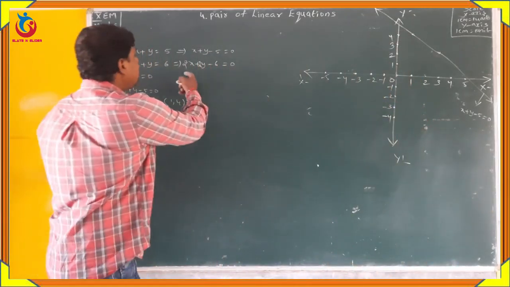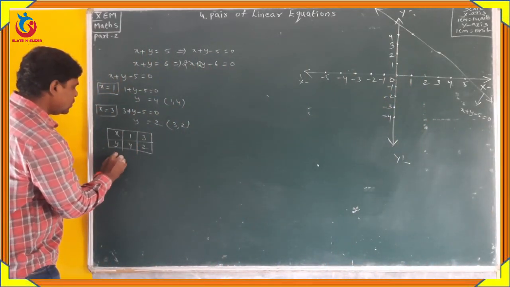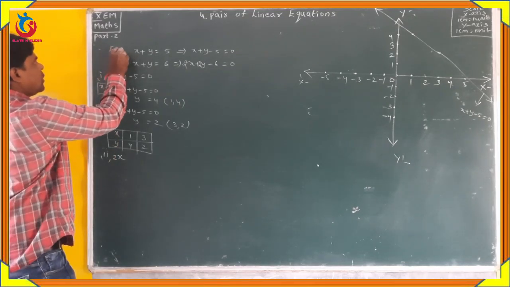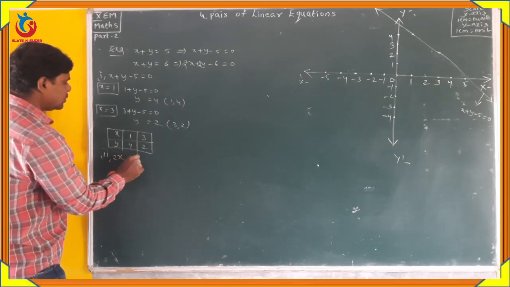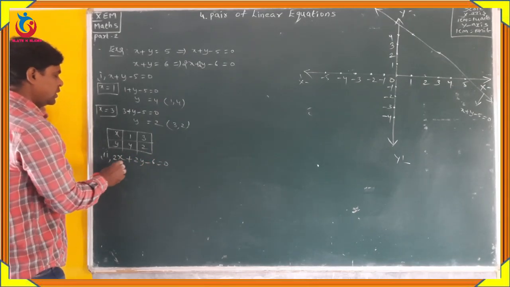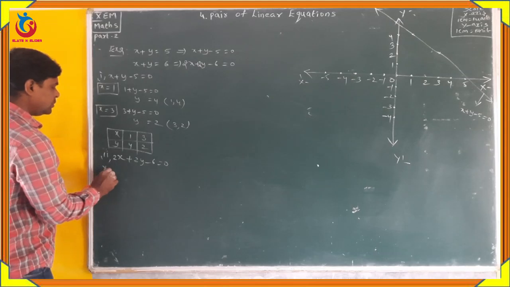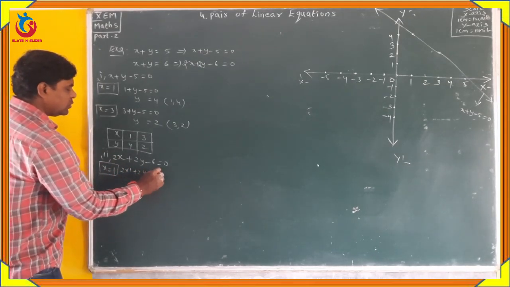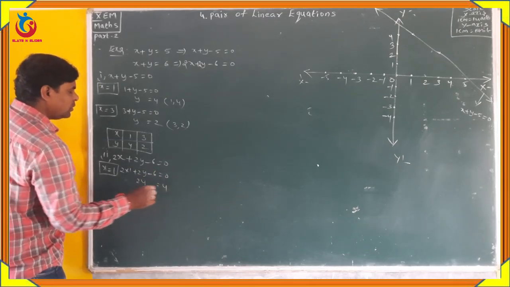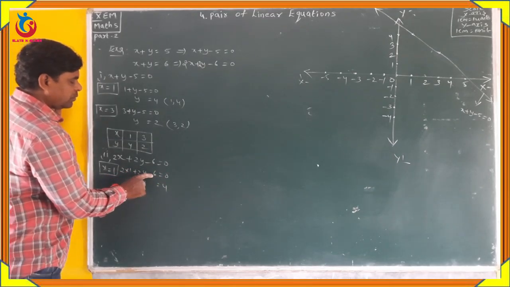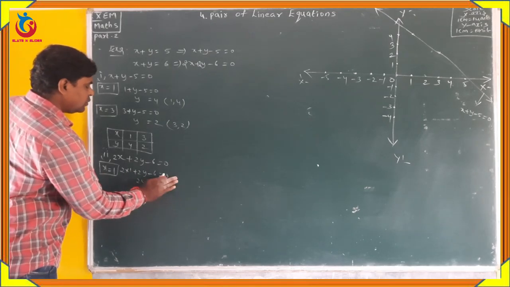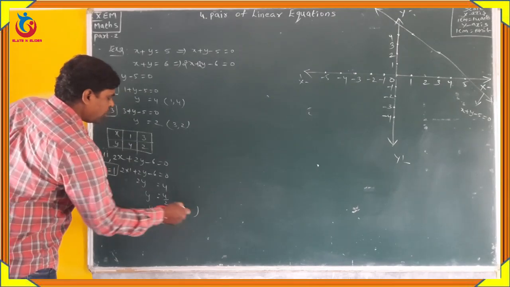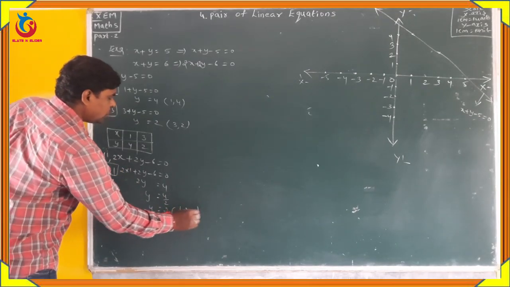And we will take one more line. This is the first line and this is the second line, 2x plus 2y minus 6 is equal to 0. Here I have to take x is equal to 1 again. So it becomes 2 into 1 plus 2y minus 6 is equal to 0. So 2y is equal to 4. 2 into 1 is 2, minus 6, it becomes minus 4. When it goes to this side, it becomes 4. y is equal to 4 by 2, so y is equal to 2. The point is 1 comma 2.